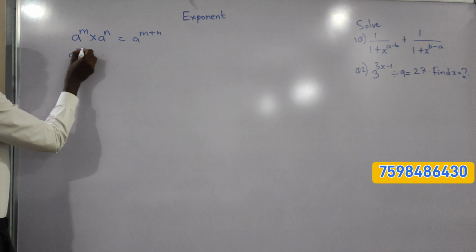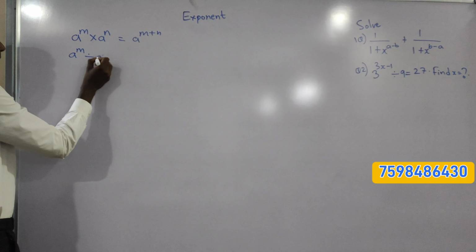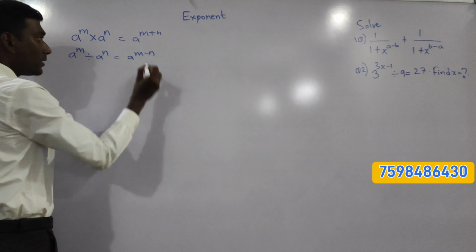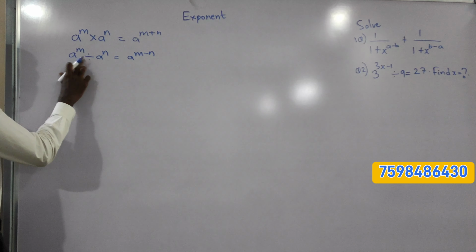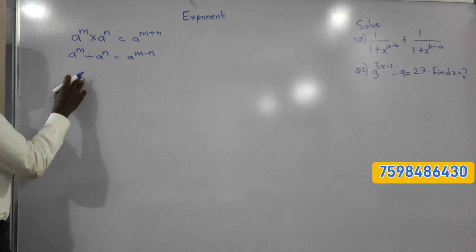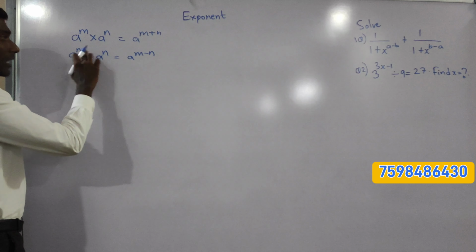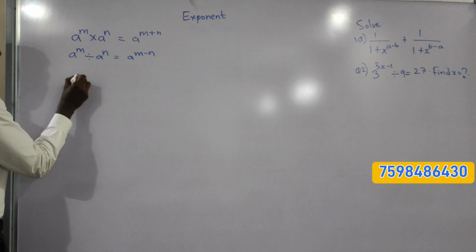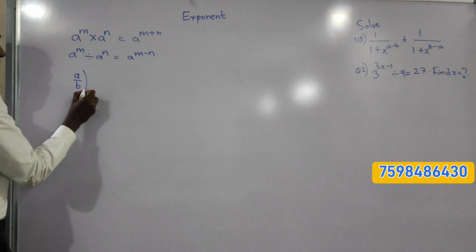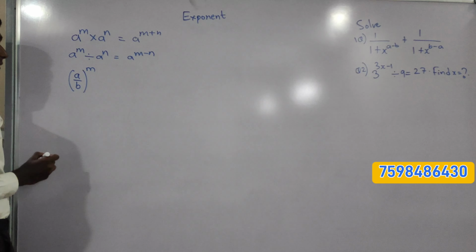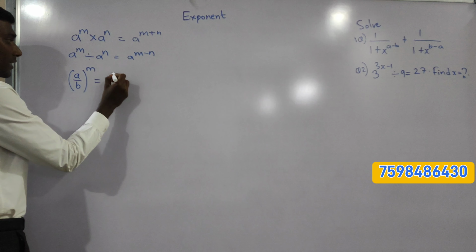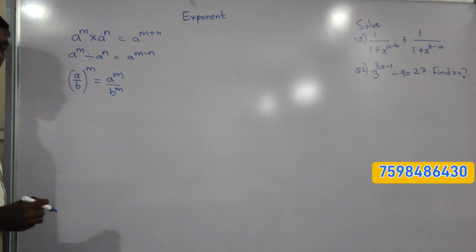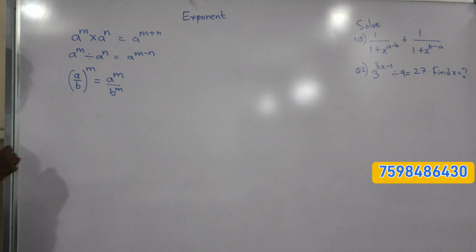Now at the same time, a to the power of m divided by a to the power of n can be taken as a to the power of m minus n. When the base is the same but the powers are different, and they are in division, I can directly subtract the powers. Next, suppose I take (a by b) to the power of m, this can be separately taken as a to the power of m by b to the power of m.